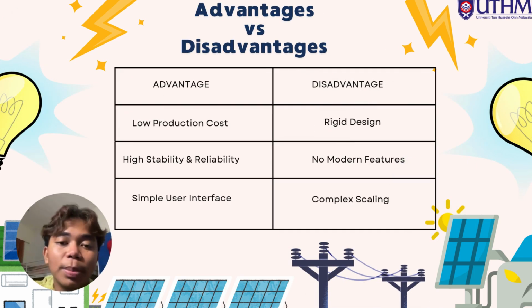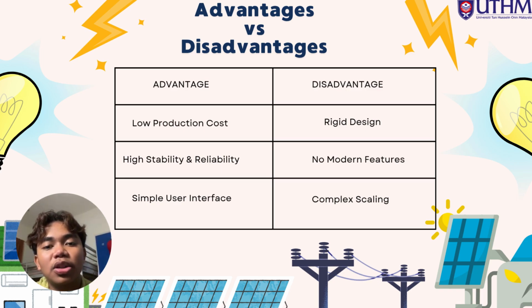Now I'm going to talk about the advantages and disadvantages of the boiler. First advantage is low production cost. We use cheap standard components and avoid expensive PLCs or microcontrollers. Second advantage is high stability and reliability. We use hardwired logic circuits that are immune to software or firmware crashes. Third advantage is a simple user interface. We use clear LED indicators, red, green or yellow.